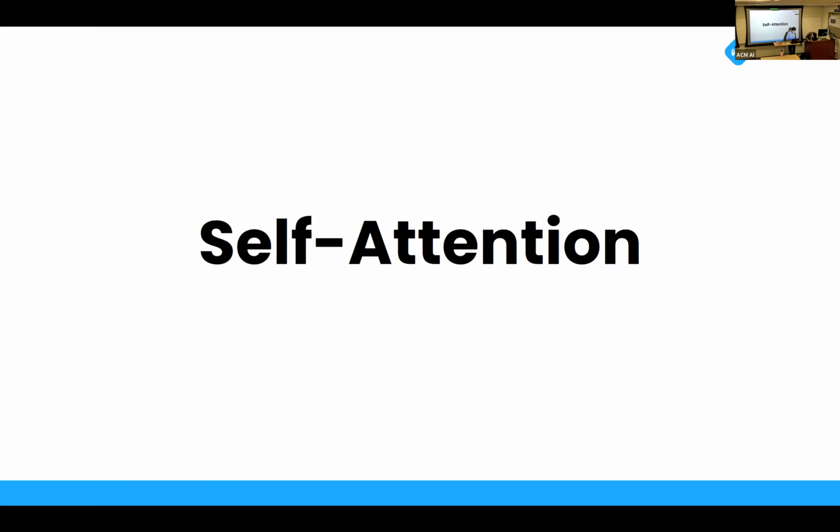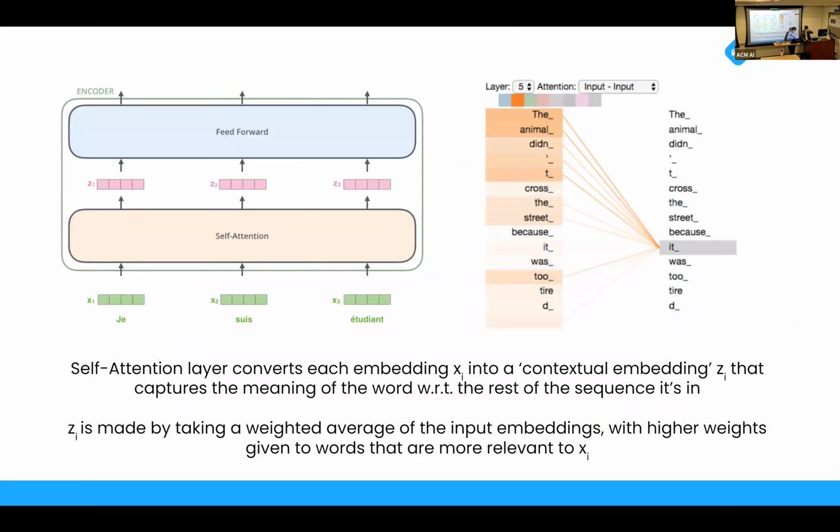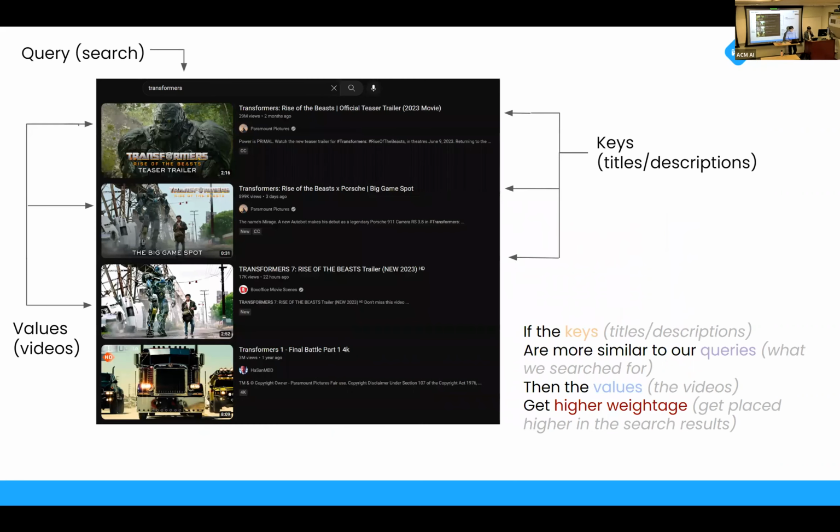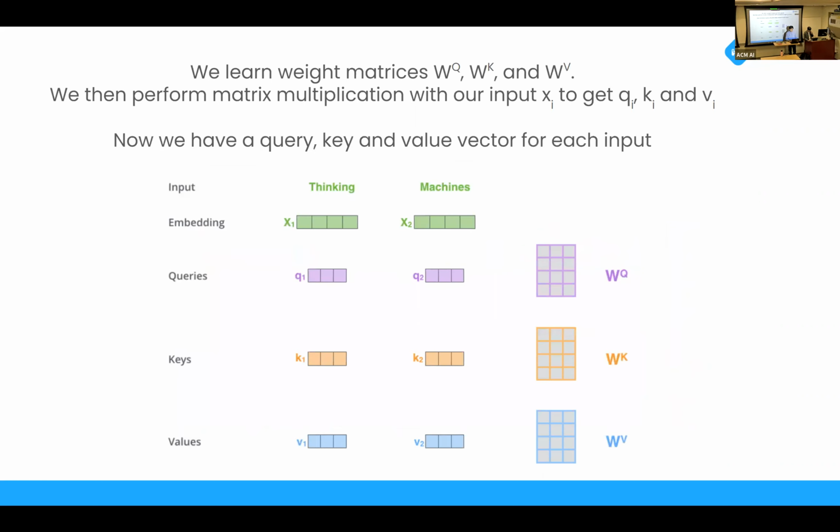Moving to self-attention. So again, we convert each word into a weighted average of the sequence, where the important words in the sequence get higher weightage. Basically, we want to return the values whose keys were most similar to our query. The way we do this is first, for each of our input embeddings, we generate a query, a key, and a value matrix.